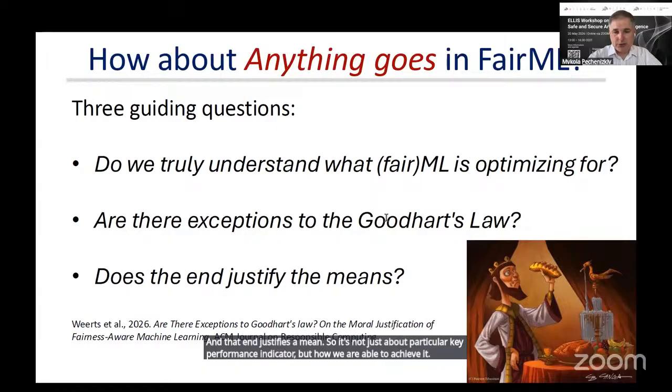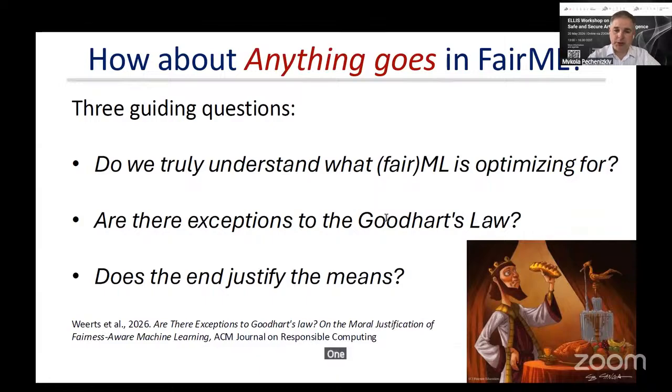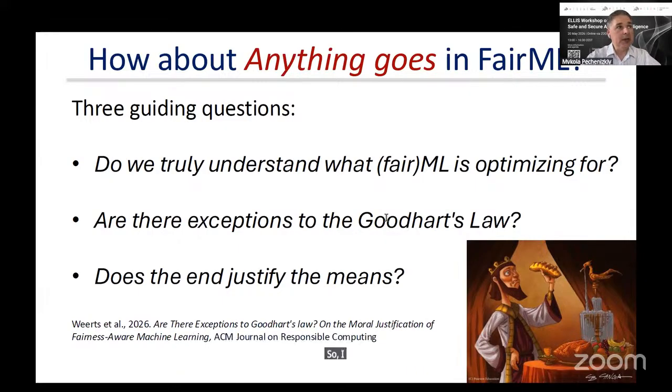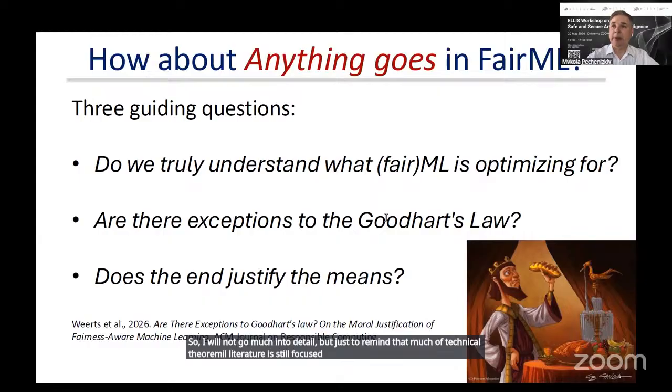And we had a series of papers. Perhaps one good starting point is one recent publication in the Journal of Responsible Computing that explicitly asks this question: are there exceptions to Goodhart's law, and what is the moral justification of fairness-aware machine learning methods? I will not go much into detail, but just remind that much of the technical FairML literature is still focused on framing the problem as a trade-off between some form of utility and non-discrimination and fairness.